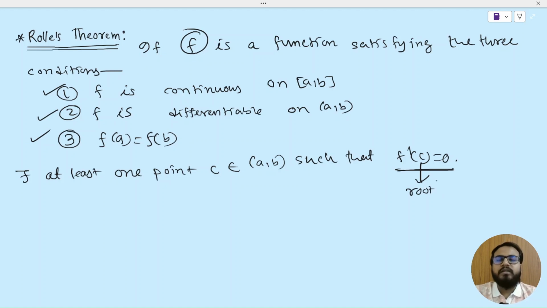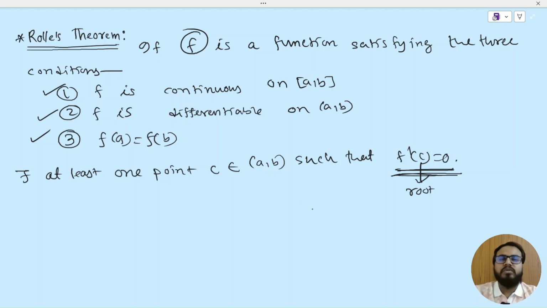We also know that if the derivative of a function f at a point x0 is equal to 0, that means the tangent at the point x0 is parallel to the x-axis. Since here f'(c) = 0, that means the tangent at the point c is parallel to the x-axis. Now we talk about the geometrical representation of Rolle's theorem.